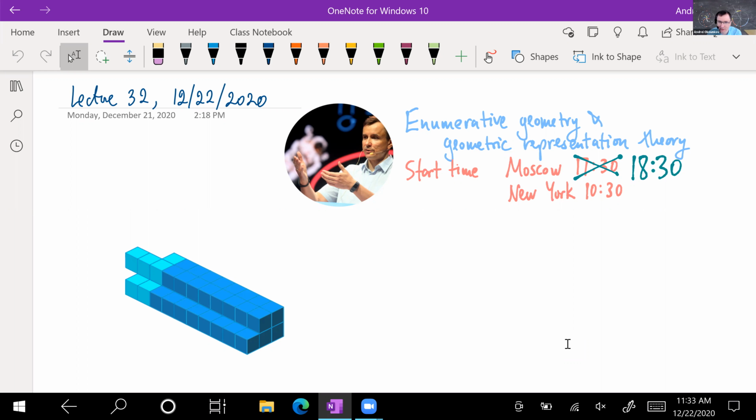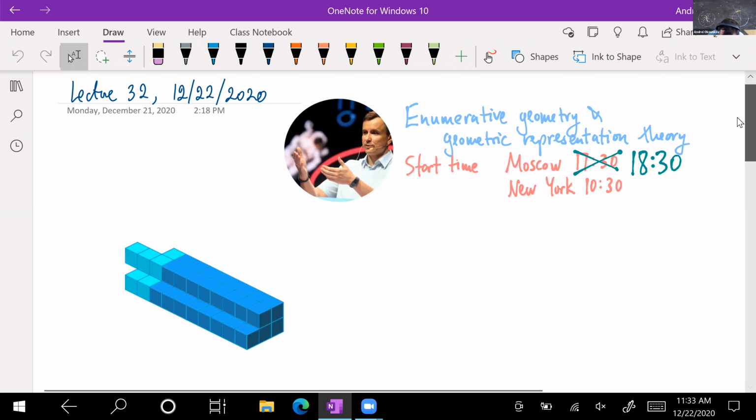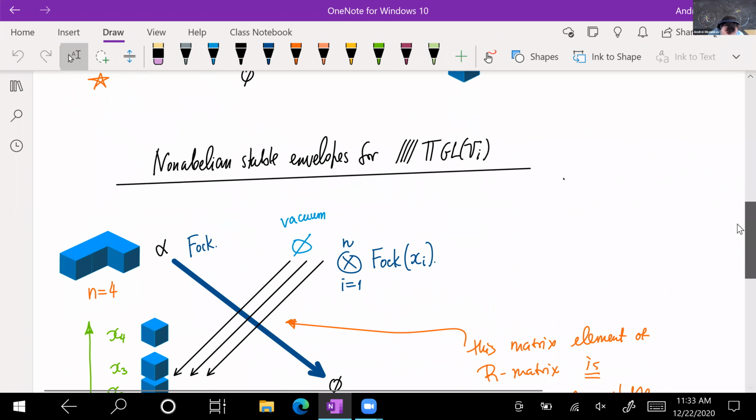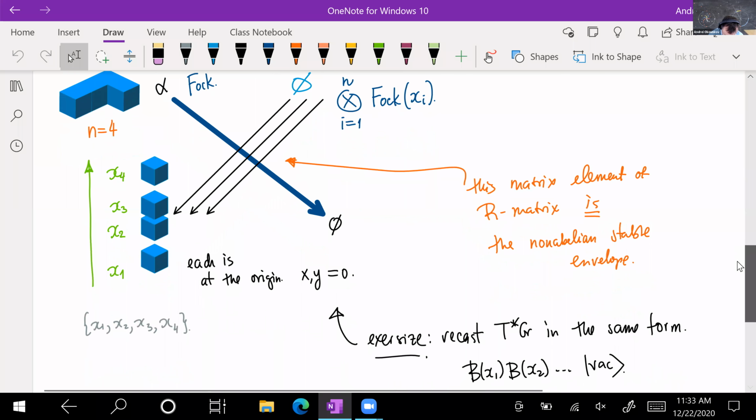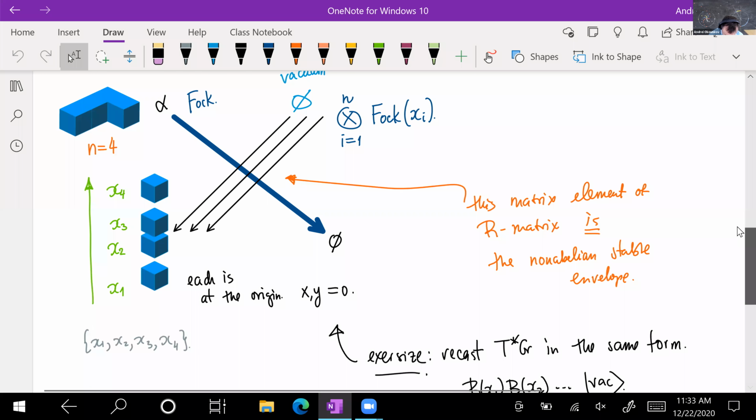So maybe we'll go back to where we were last time. We were talking about non-abelian stable envelopes, and in particular non-abelian stable envelopes for quotients by a product of general linear groups. An example of that is the Hilbert scheme of points. So we had this particular example here.